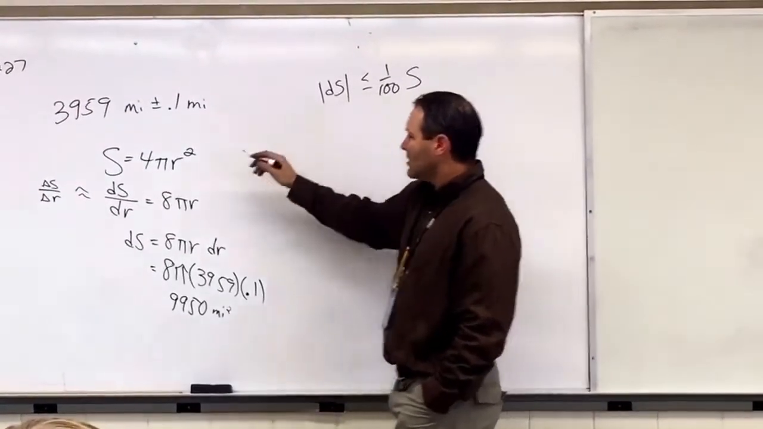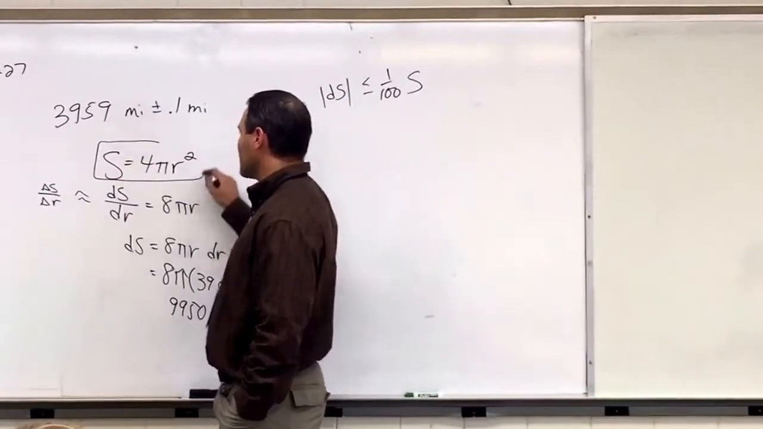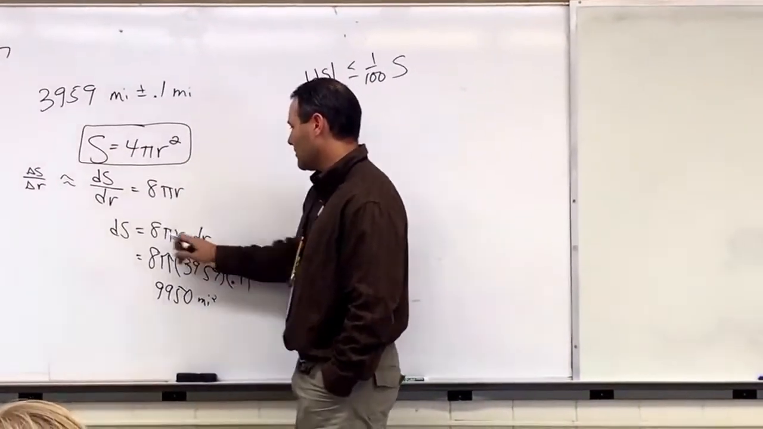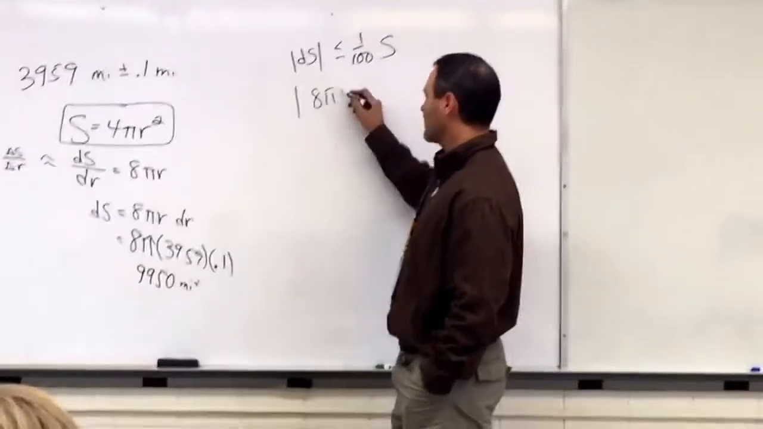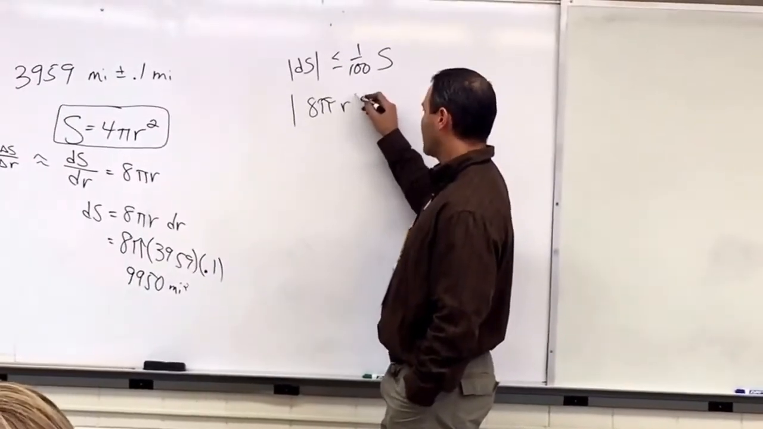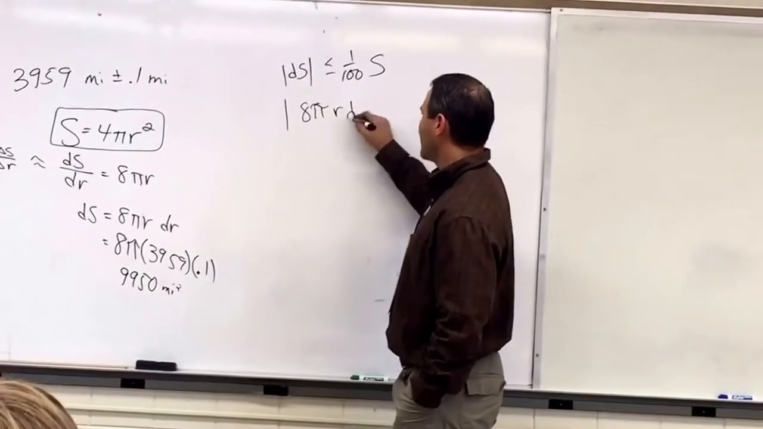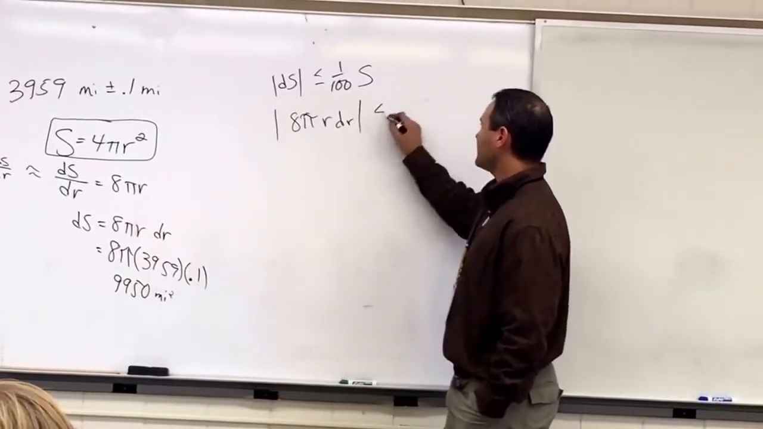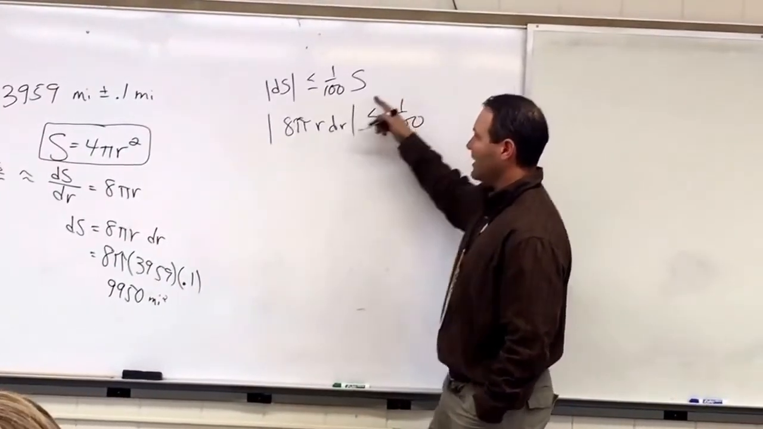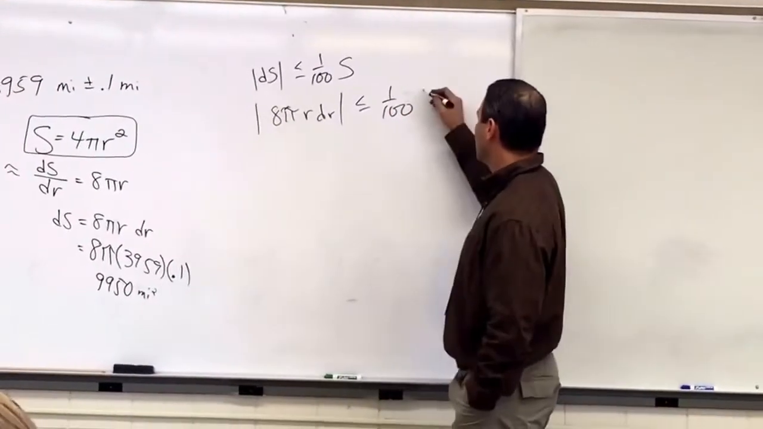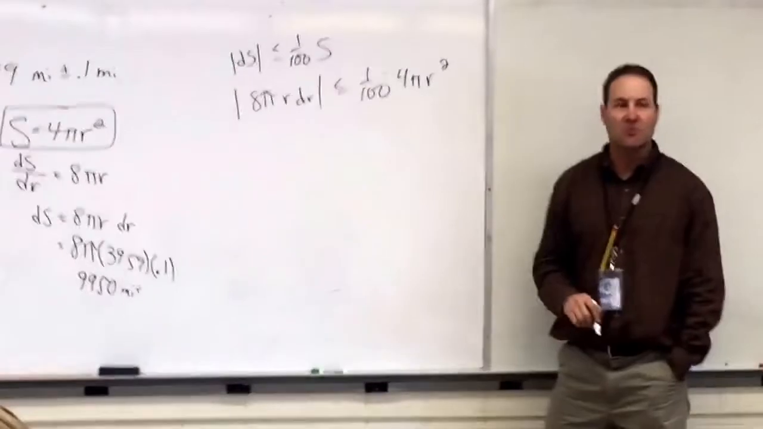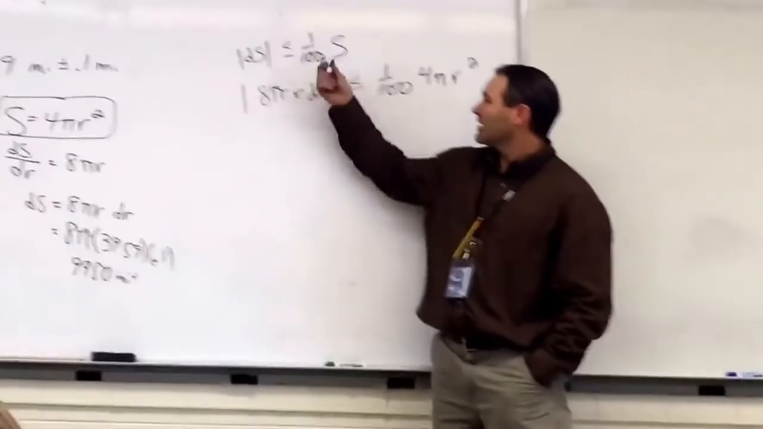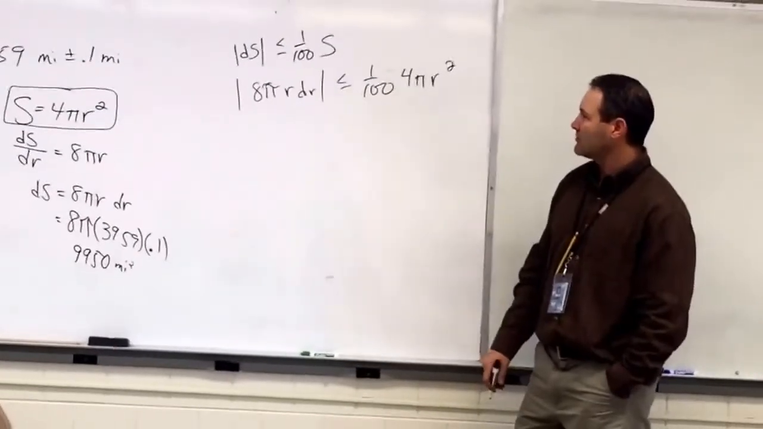We'd be given this same equation. We would do the derivative and solve for ds. We already did it. So it's absolute value 8 pi r dr. And our s is 4 pi r squared. So all I did was substitute in the ds and the s from the problem.